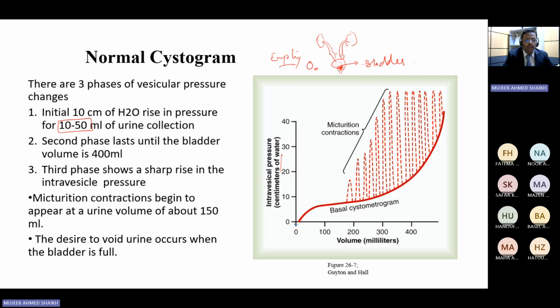So 0 is when there is no fluid. Volume of urine is on the x-axis and pressure on the y-axis. Bladder pressure is known as vesical pressure. So when there is no urine, the pressure is 0.